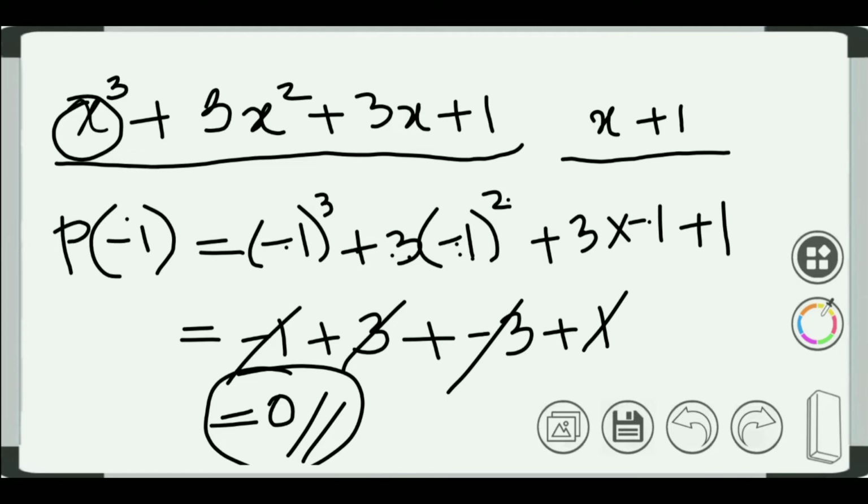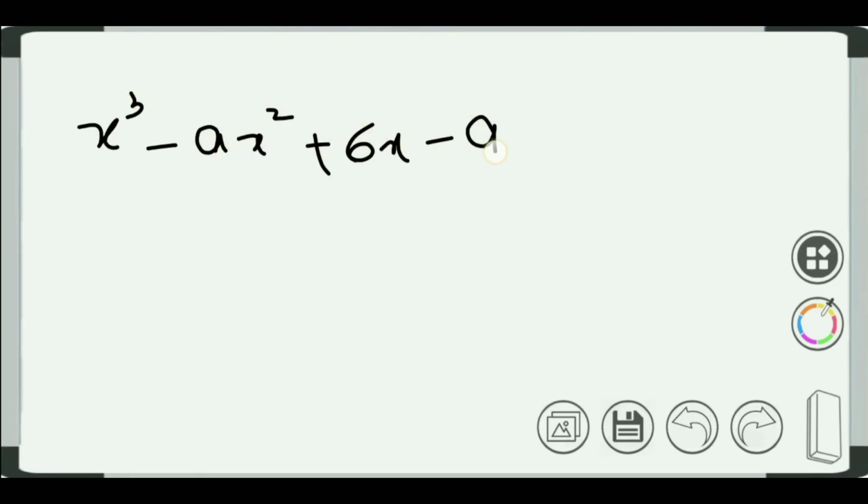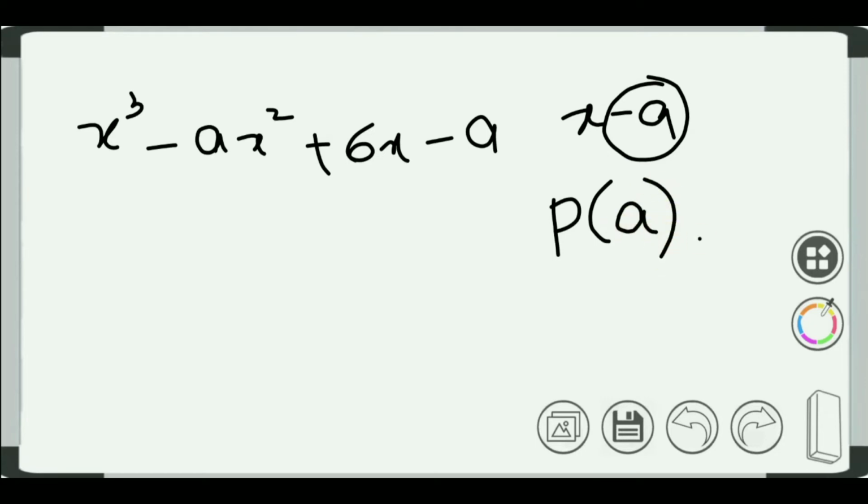Now, if the question is find the remainder when x cube minus ax square plus 6x minus a is divided by x minus a, now what will be the remainder? Yes, we know by using remainder theorem what the remainder is. This is x minus a, so the remainder will be P of a. We will find it.